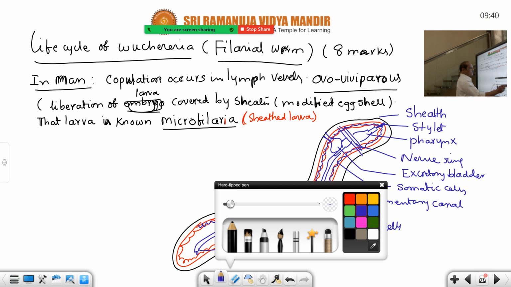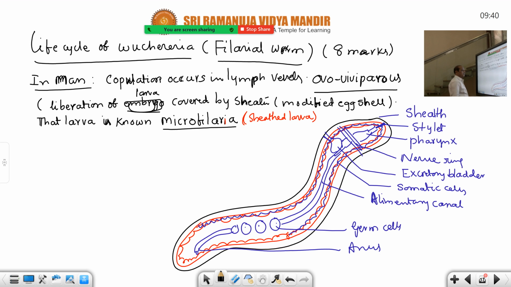Now let us continue with the characteristics of the larva. The microfilaria larva measures 0.2 to 0.3 millimeters. If you want it in microns, 200 to 300 microns. 1 micron is equal to 1 by 1000th millimeter, so you multiply like this: 1 by 1000 into 300 comes to 0.3. The book gives only 0.2 to 0.3 millimeters, but 200 to 300 microns is added. If it is asked, we must answer 200 to 300 microns.